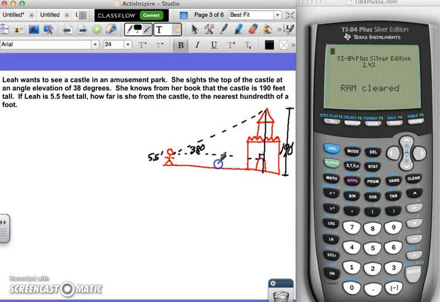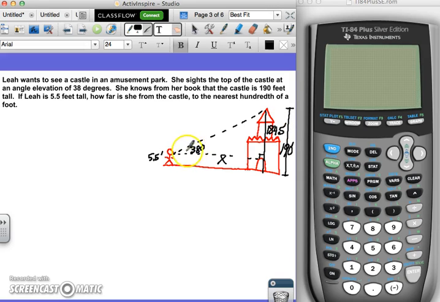So this is what I want to find. So when we look at this, let's look and see what we've got. Well, we know the height over here of the castle. We know the height of Leah. Well, Leah's height doesn't form our triangle for us. The height of the castle doesn't. Well, it kind of does, but we got to take away Leah's 5.5 feet. So how tall is this side over here? Well, 190 minus 5.5 means we've got 184.5 feet. There's our side.